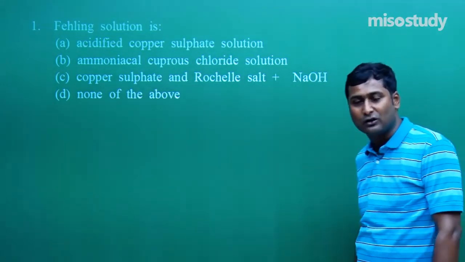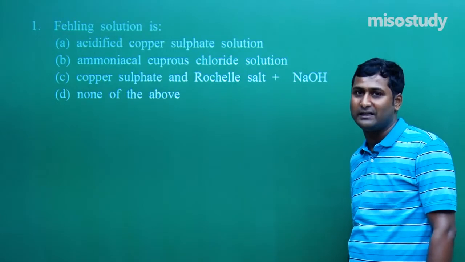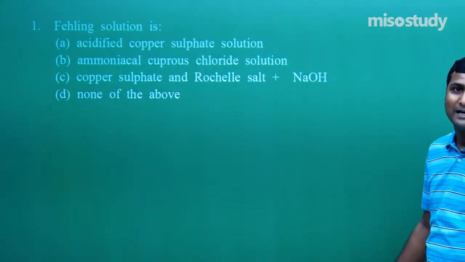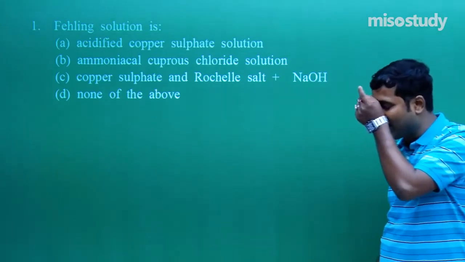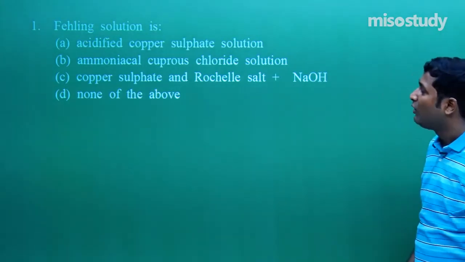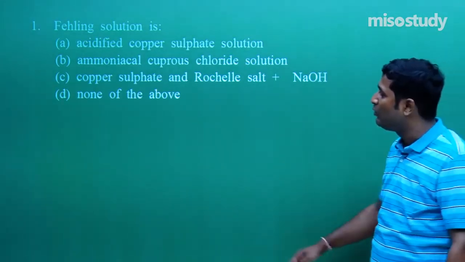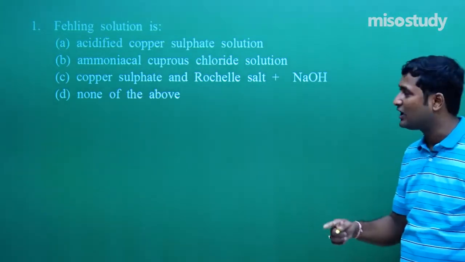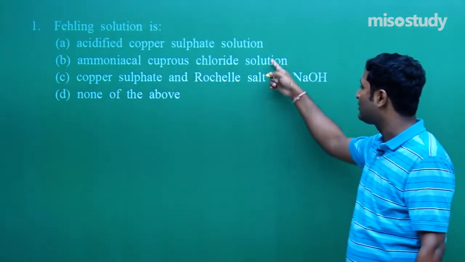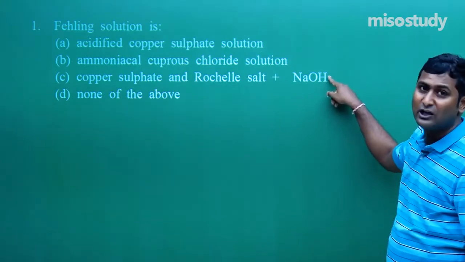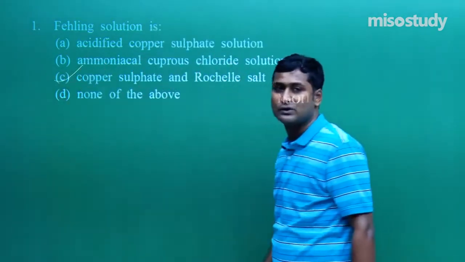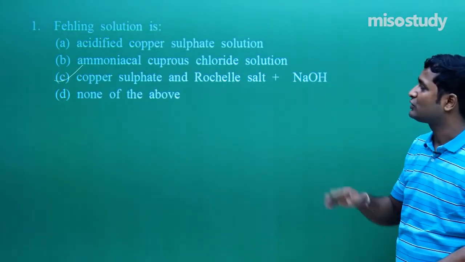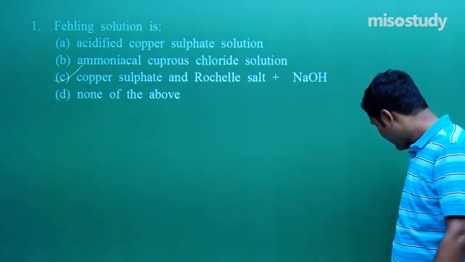As we know, Benedict solution, Fehling solution and Tollens reagent are all used as tests for aldehydes, aromatic aldehyde and aliphatic aldehyde. Fehling solution, as I discussed during my lecture, is copper sulfate and Rochelle salt plus NaOH. So for question number 1, C is the correct option. Clear what I am telling? For question number 1, C is the correct option.